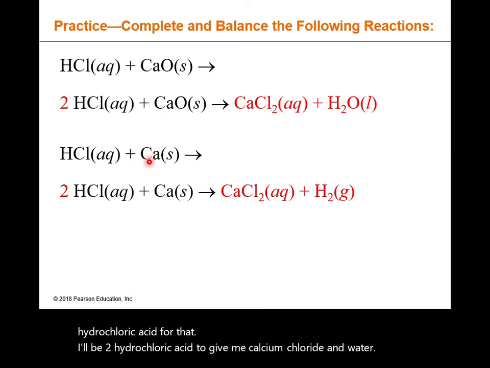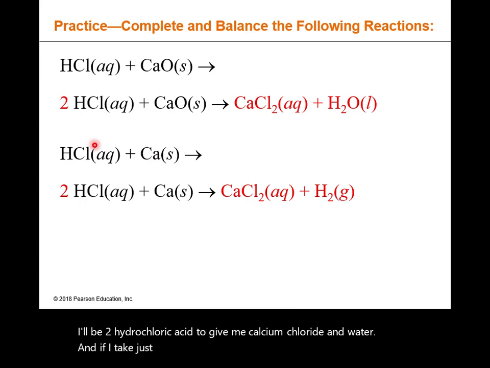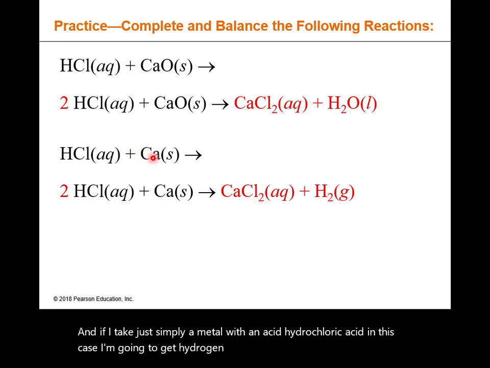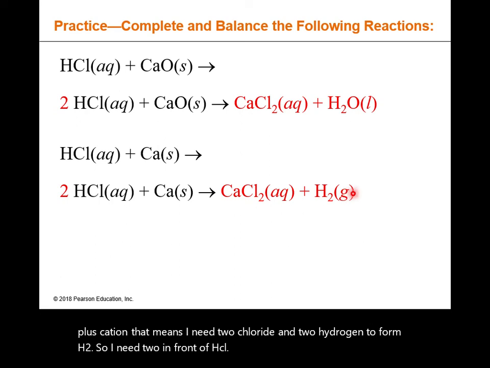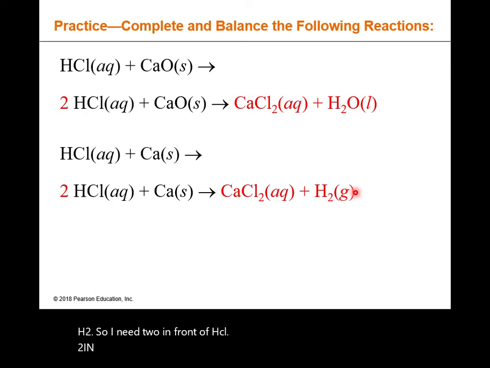And if I take just simply a metal with an acid, hydrochloric acid in this case, I'm going to get hydrogen gas, right? And since calcium forms a 2+ cation, that means I need 2 chloride and 2 hydrogen to form H2, so I need 2 in front of HCl.